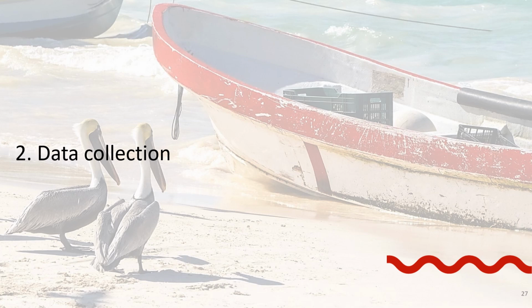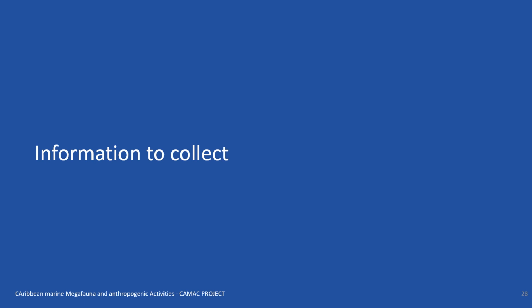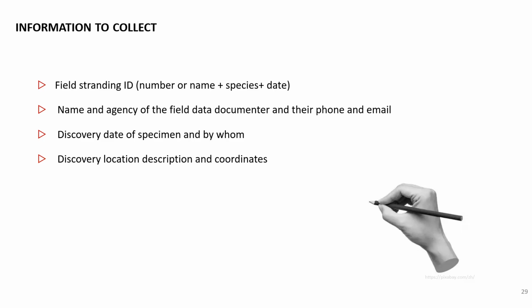And now, let's talk about data collection. First, information to collect. The case needs a field stranding ID that must include the name or number, the species, and the date. The name and the agency of the field data documenter and their phone and email. Discovery date of a specimen and by whom. Discovery location, description, and coordinates.